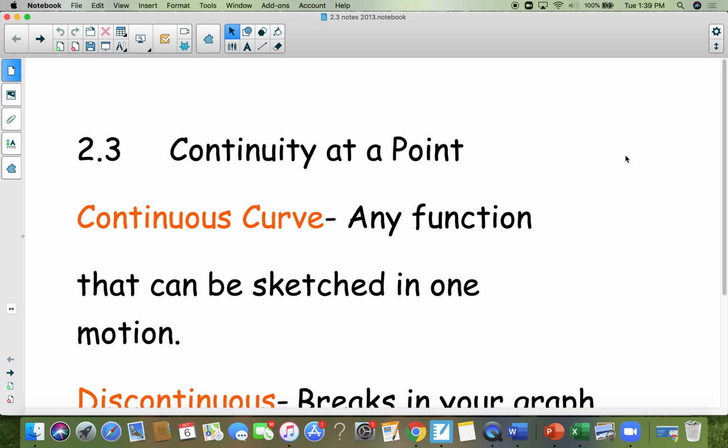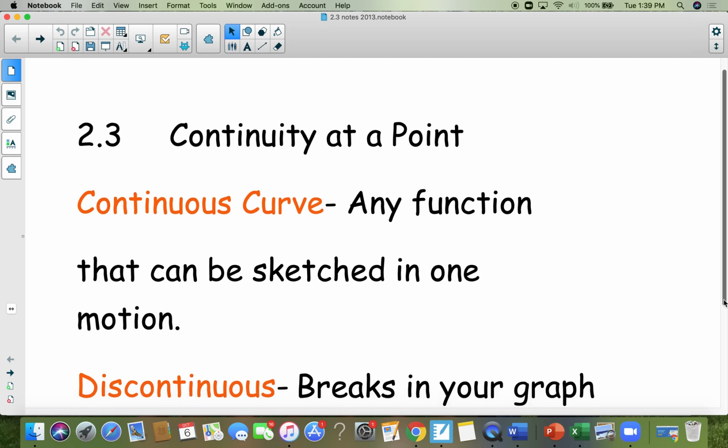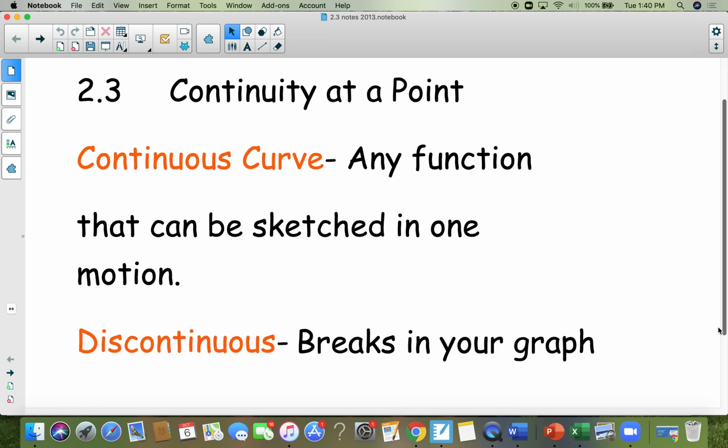Continuity at a point, you guys. The first page, there isn't much to put on the first page. A continuous curve is any function that can be sketched in one motion. So, we don't really study continuous curves. That's algebra 1. This is a continuous curve.